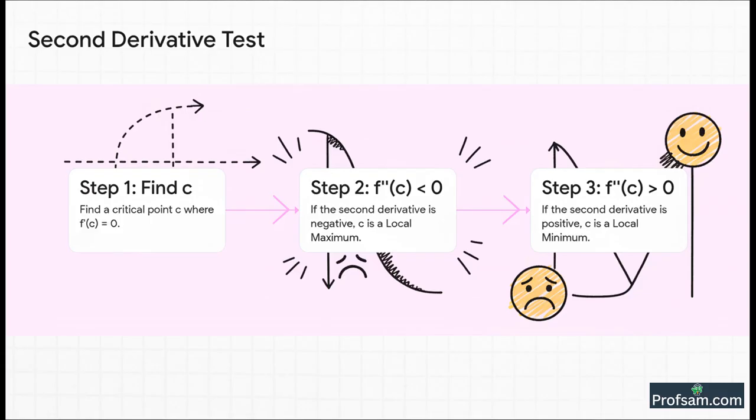Now here's the cool trick to remember this. If f double prime of c is negative, less than 0, think of a negative mood, a sad face. A sad face looks like a peak, right? So it's a local maximum. And if f double prime of c is positive, think of a positive mood, a happy face. A happy face looks like a valley. So it's a local minimum. See? Super easy to remember.